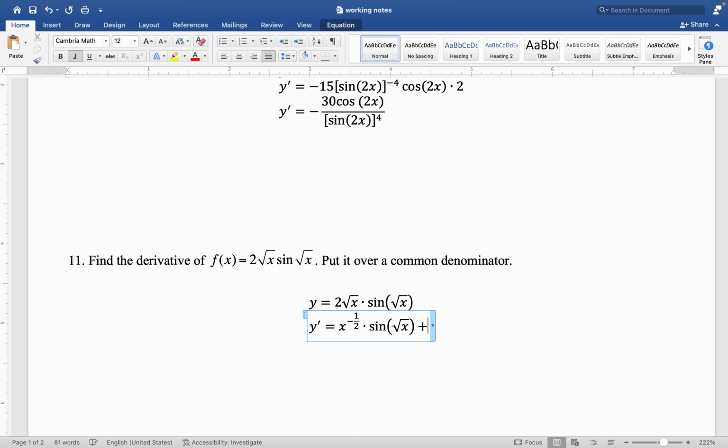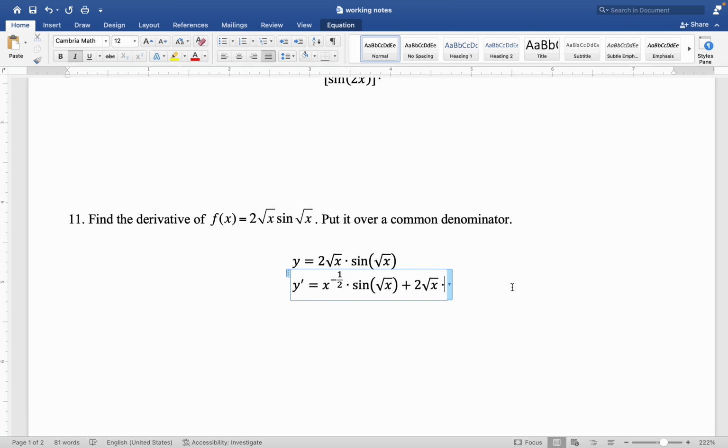Then we have plus. Now we leave the first factor alone, so we just have the 2 root x left alone, but we have to multiply by the derivative of the second function, the derivative of sine of root x. Trouble is that sine of root x is a composition, so to find its derivative we need to use the chain rule. The outside function is sine blank, so the derivative of sine blank is cosine blank. What goes in here? Just the original inside function, which is square root of x.